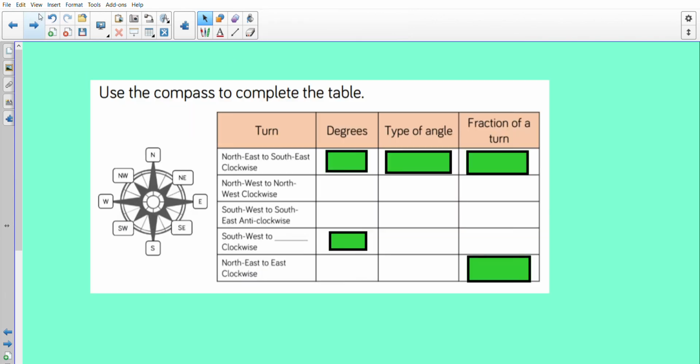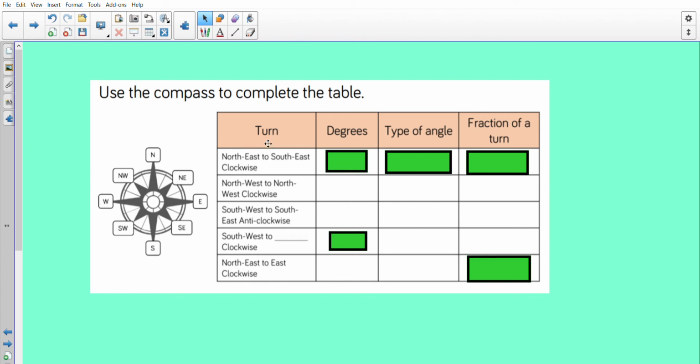Right, last challenge. Oh, it's getting quite long, this video, isn't it? We've got a table here. We're going to use the compass to help us. So we've got the type of turn that has been made, the degrees and number, the type of angle, so that could be right angle, obtuse, acute, reflex, and then the fraction of a turn. So let's have a look at this.